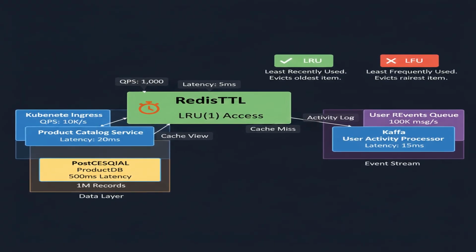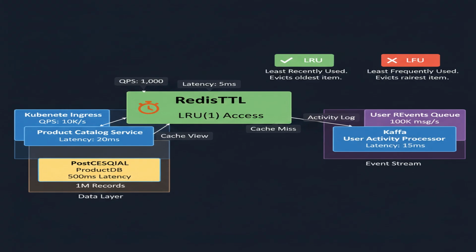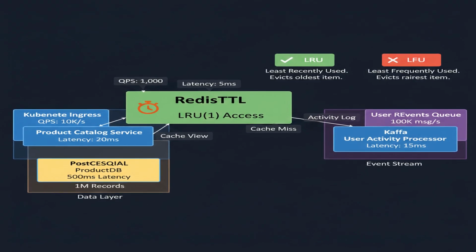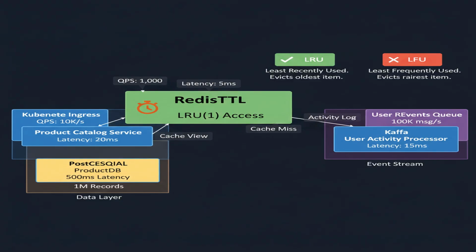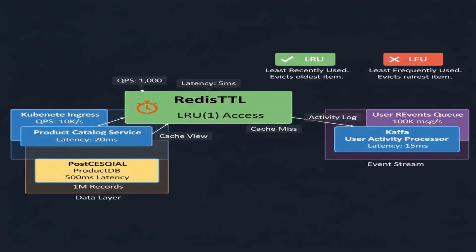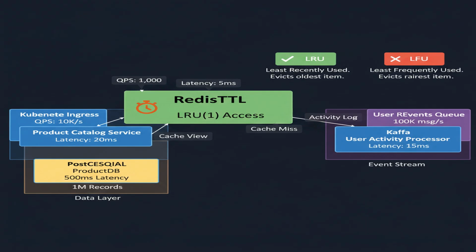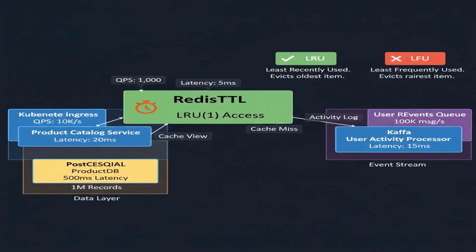We need to consider TTL, time to live, and LRU, least recently used, eviction. TTL determines how long a cached item remains valid. A short TTL ensures data freshness but increases database load. A long TTL reduces database load but risks serving stale data. LRU is an eviction policy that removes the least recently accessed items when the cache is full. It's typically implemented using a doubly linked list and a hash map for O(1) access.